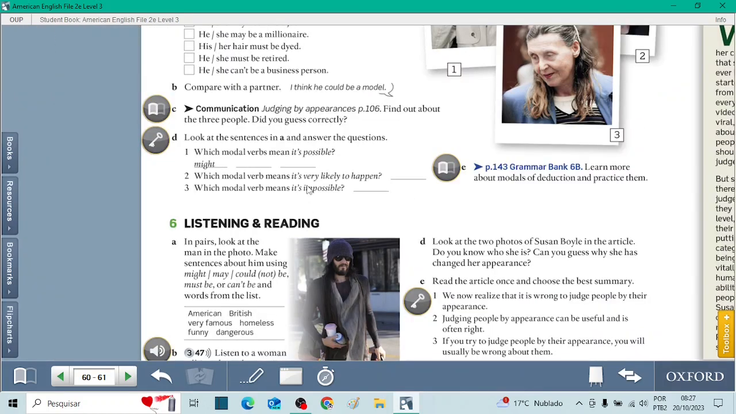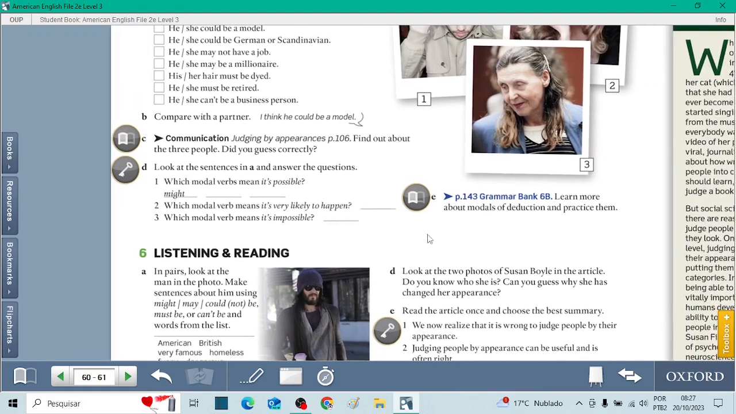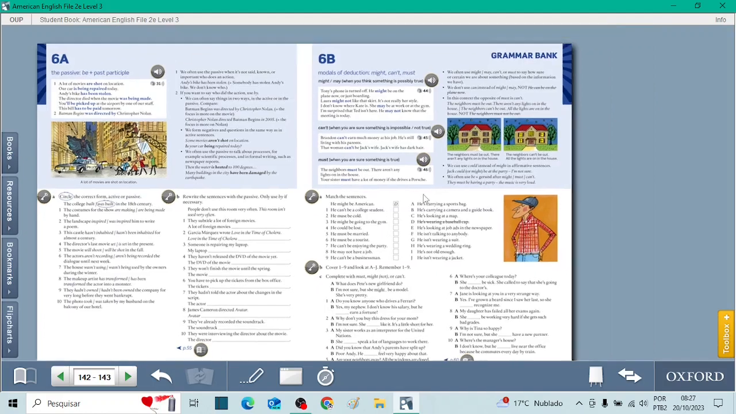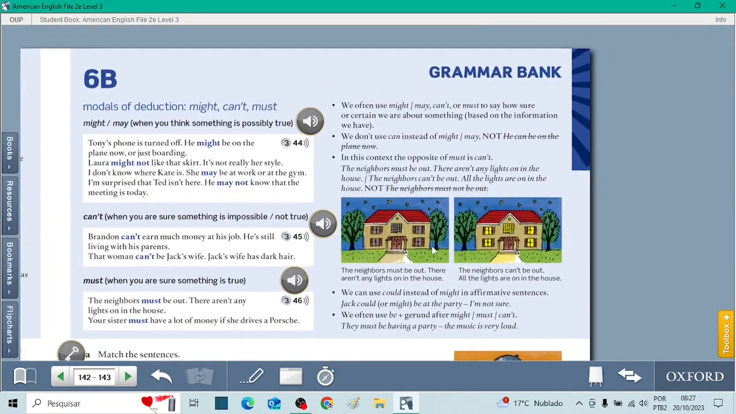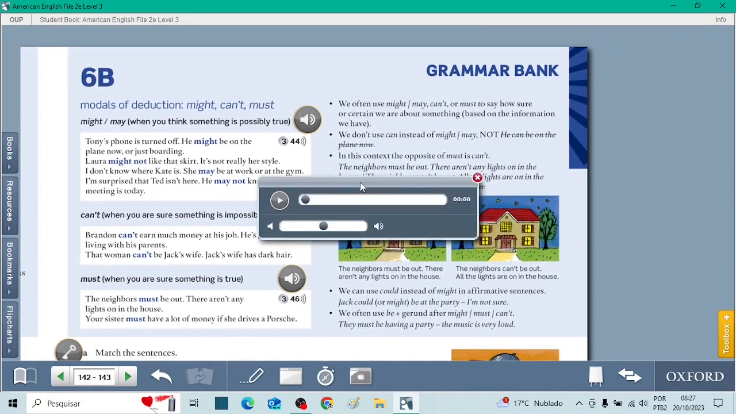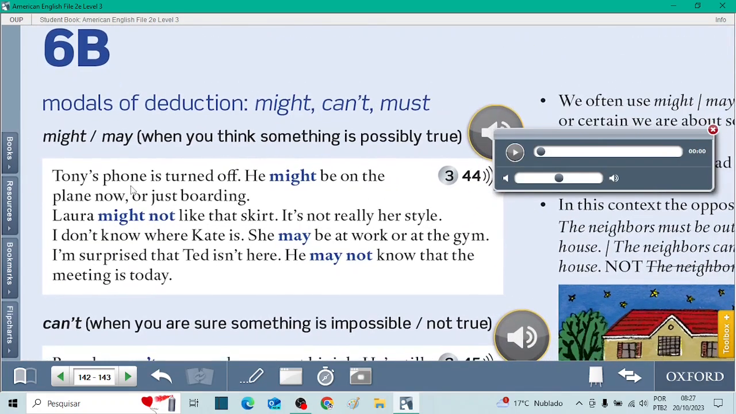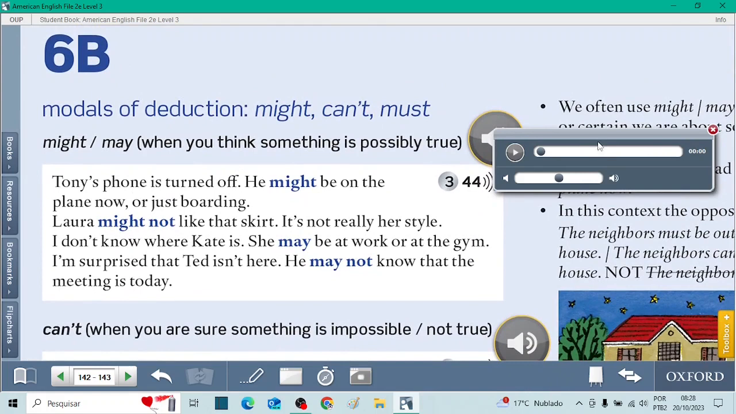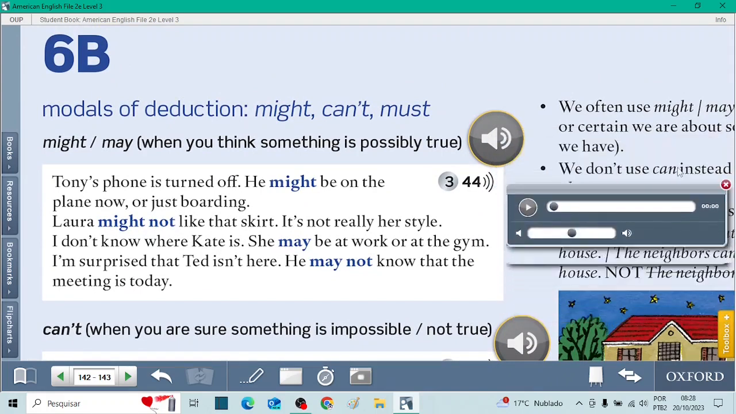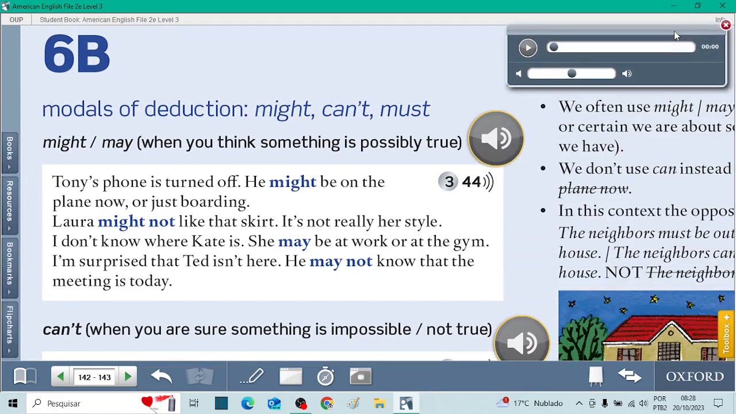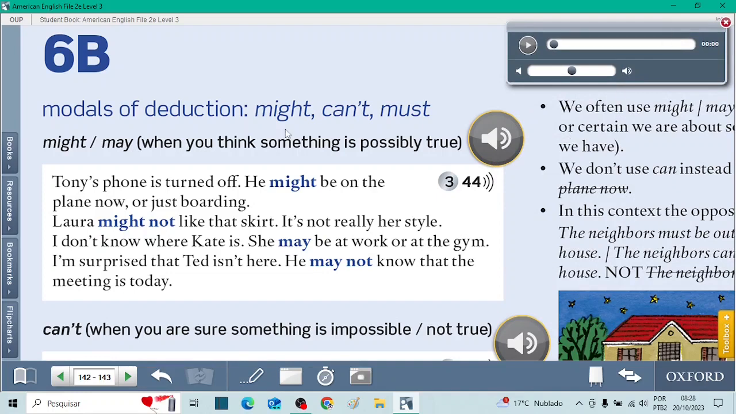Great. So now we are going to page 143 for the grammar bank. Let's study here together. I will play here some examples so you can repeat them, okay? Starting then modals of deduction, might, can't, and must, starting with might, when you think something is possibly true.